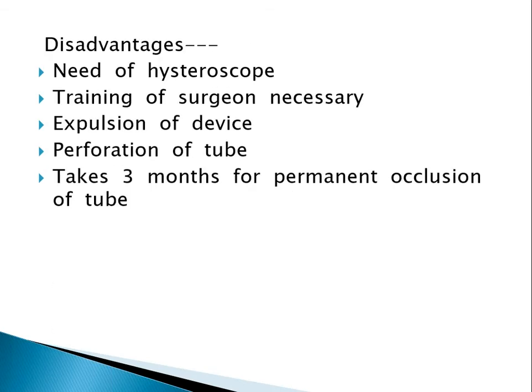Now, what are the disadvantages of hysteroscopic sterilization? Again, a hysteroscope is necessary, that is, equipment is necessary. Then, training of the surgeon is necessary. Another complication is perforation of the tube can occur, or the device may be expelled into the uterine cavity, or it may be expelled through the fimbrial end into the peritoneal cavity. Then, also, it takes 3 months for permanent occlusion of the fallopian tubes. So it is not the ideal method.